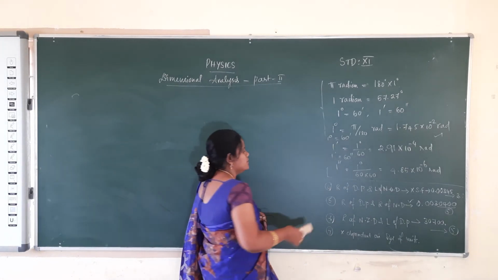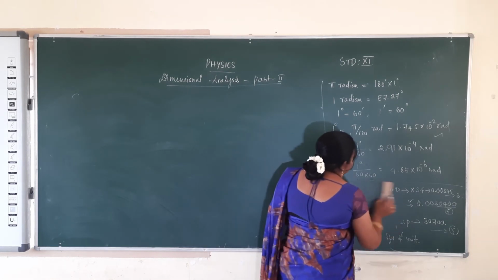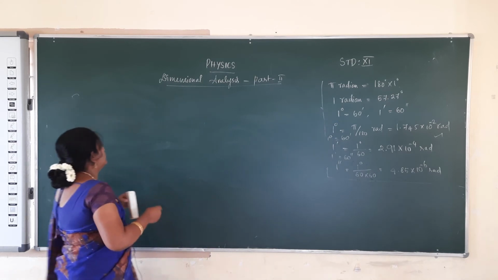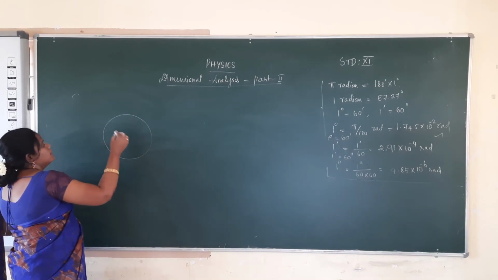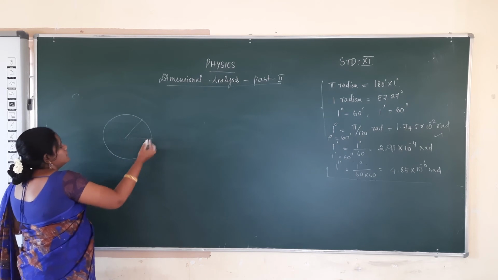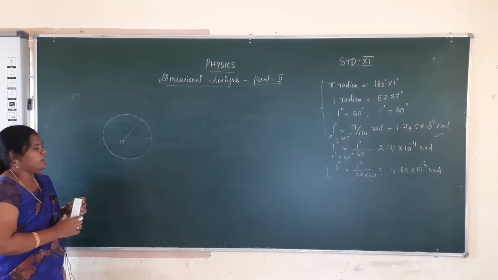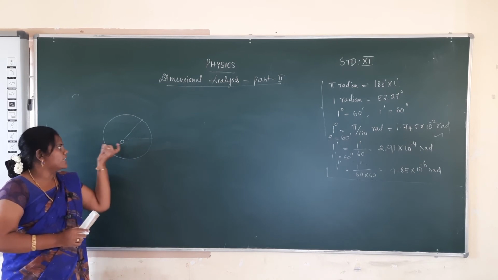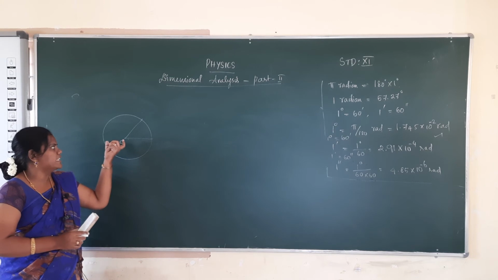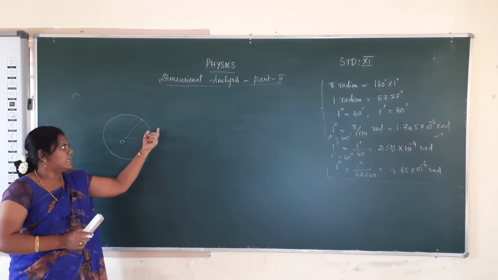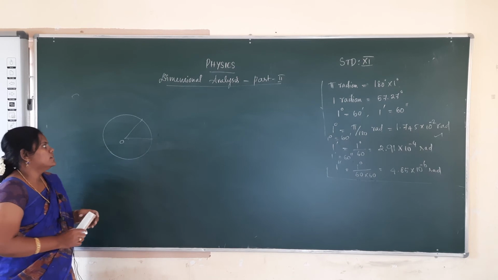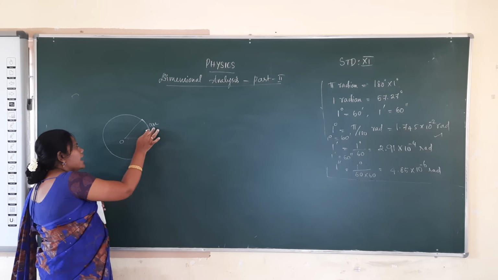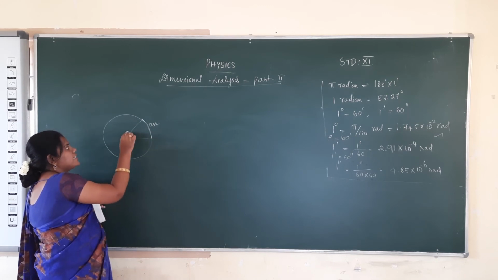Radian and steradian. Radian is an angle and steradian is an angle. Okay, radian: take one circle. The angle subtended at the center of the circle by an arc whose length is equal to the radius of the circle. For example, in this arc, the arc forms an angle at the center of the circle.